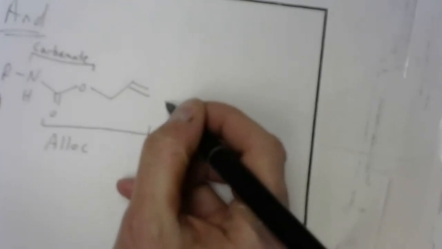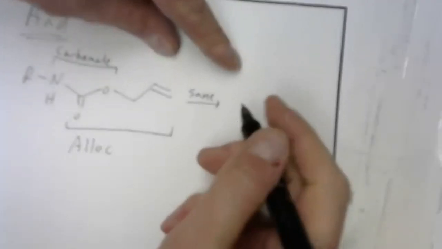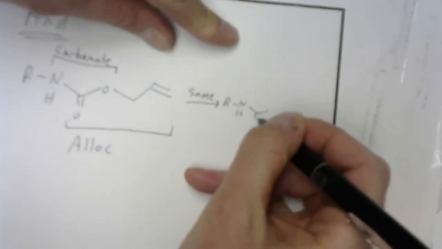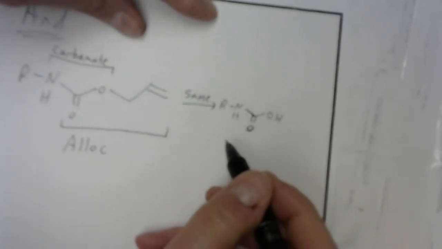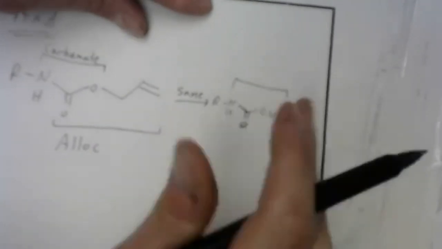Okay, so this gets cleaved. Well, how does this all get deprotected? We do the same exact thing we just did. If we do exactly what we just did, this gets kicked off and you get that. Okay. Anybody remember what this is called? This is not a carbamate. That's a carbamate. This is a carbam-something. It's called a carbamic acid.